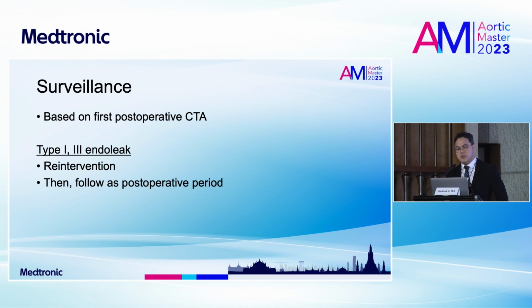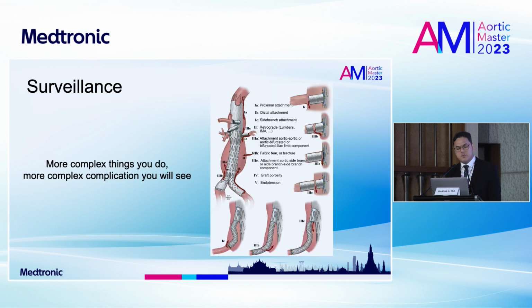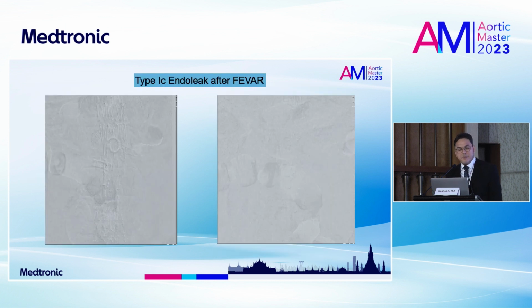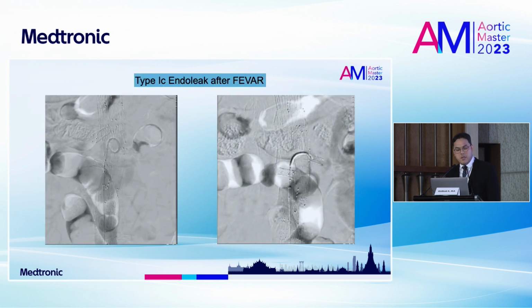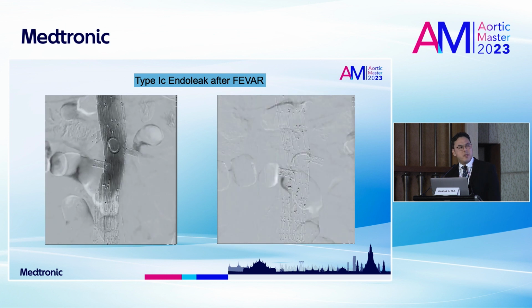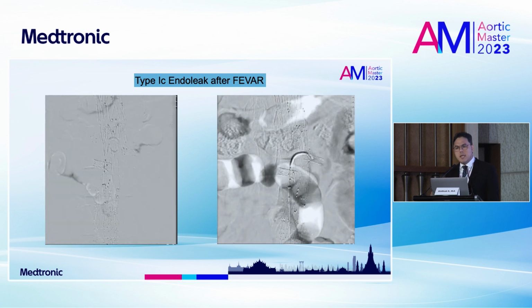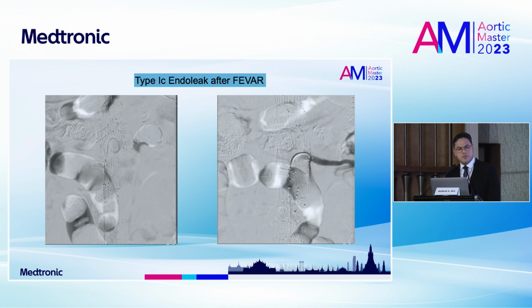For the type 1A and type 3 endoleaks, it's just reintervention and follow-up in the postoperative period. And this is because we do more complex things, and you will see more complex complications. If we saw this in the past, we did not think about leaking from the branch. We don't know exactly how to manage it.